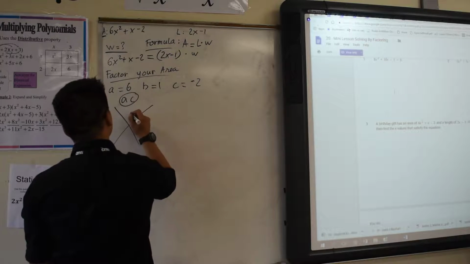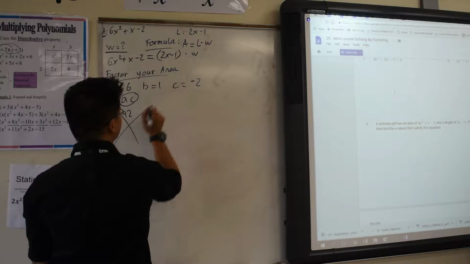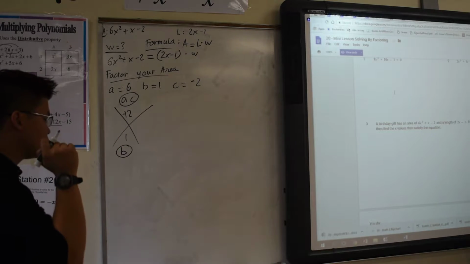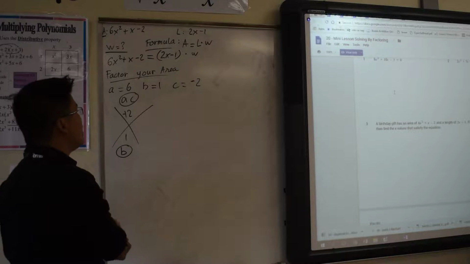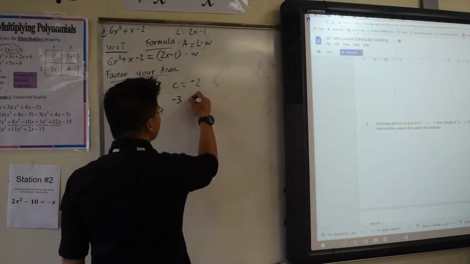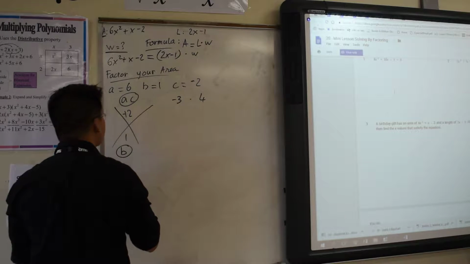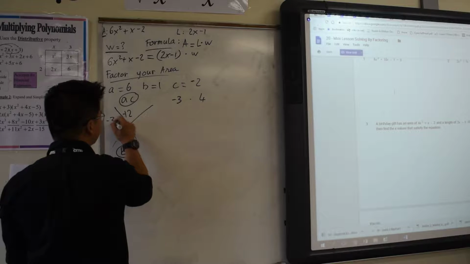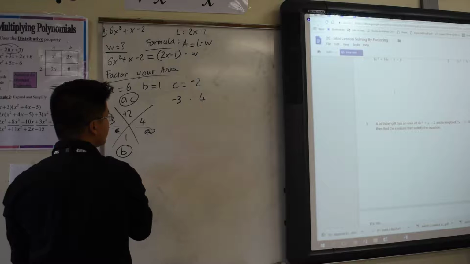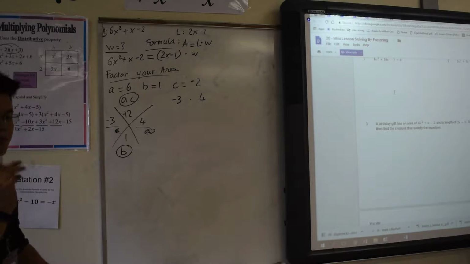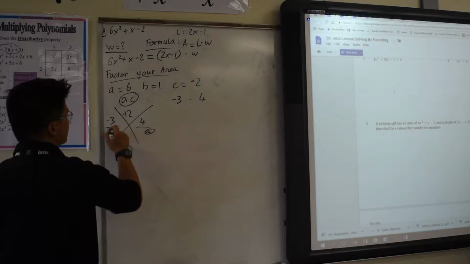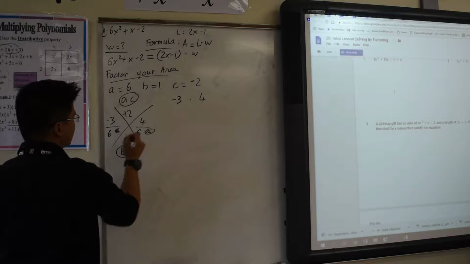6 times negative 2 will be negative 12. B will be 1. Find two numbers that multiply to get negative 12 and add to get positive 1. The only solution will be negative 3 and 4. Now from there you can divide by your A coefficient. If I go too fast, you can pause the video and review that. So negative 3 over 6, 4 over 6 from here.